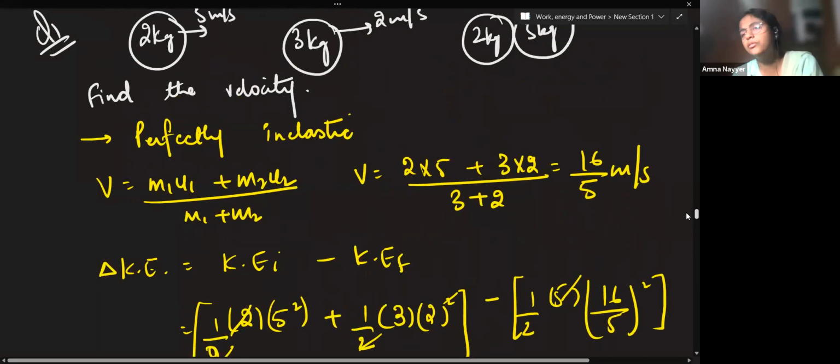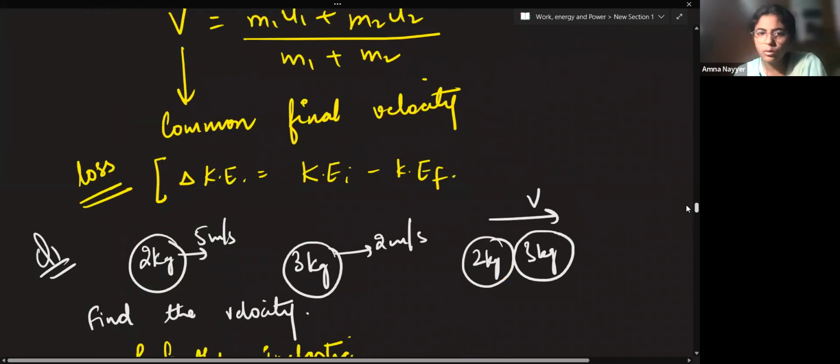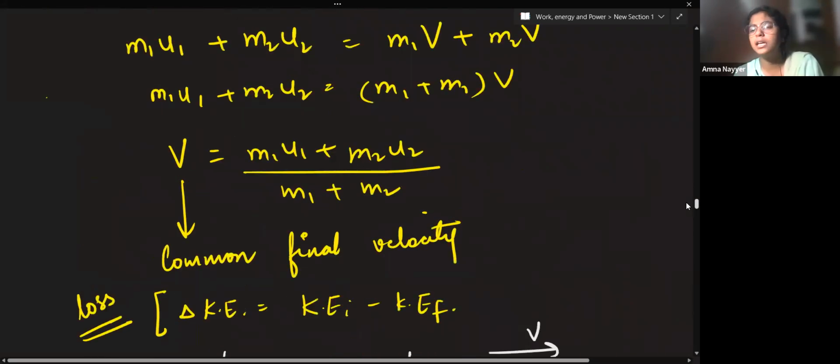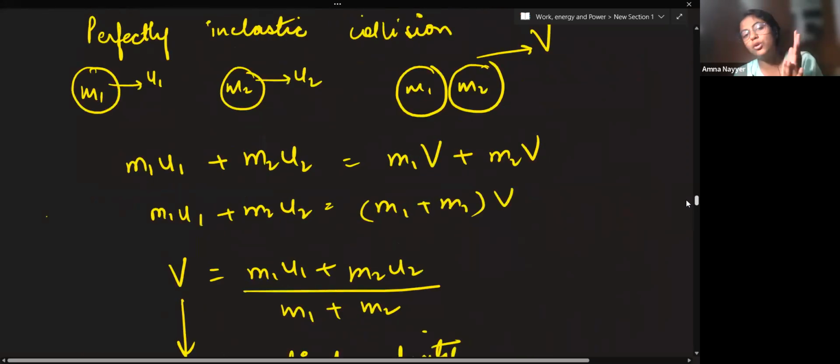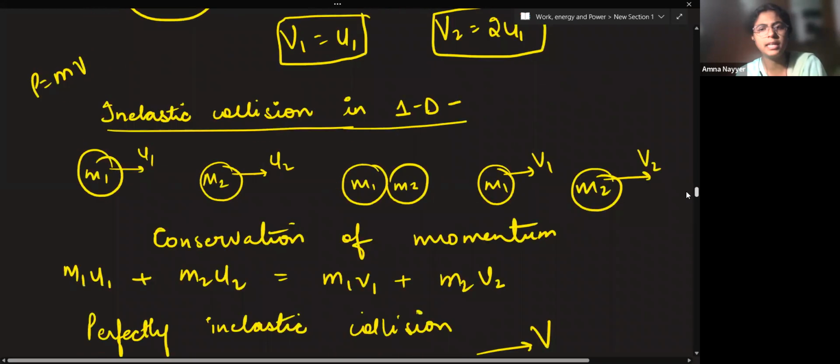And this is how you use the final velocity formula for perfectly inelastic. Quickly note it down, then we'll do elastic collision in 2D that was left. That was your oblique collision. So from here you have to write elastic collision.